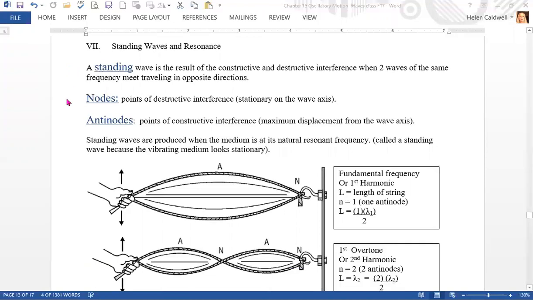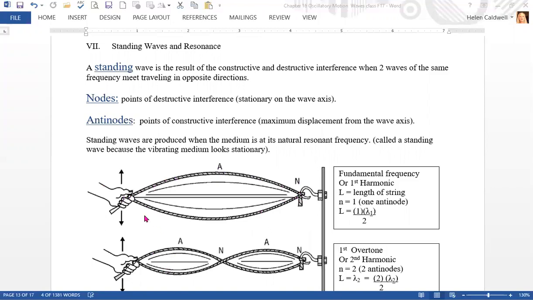So with a standing wave, we have nodes and antinodes. Nodes are points of destructive interference, so they don't move. They're stationary on the wave axis. Antinodes are points of constructive interference, so they have maximum displacement. So in this first drawing, an antinode is the high point. So this is an antinode, and we have nodes at either end.